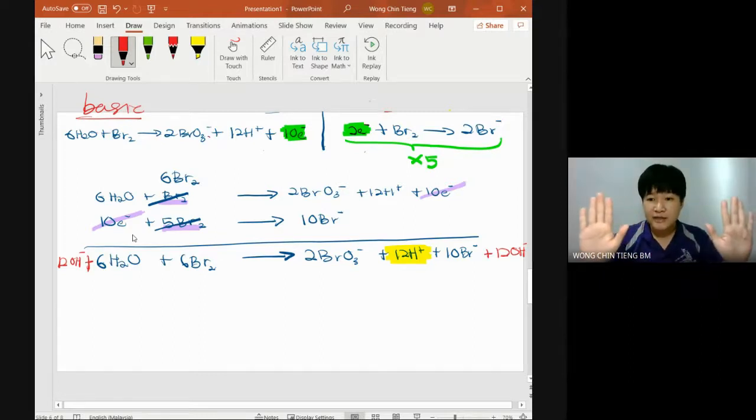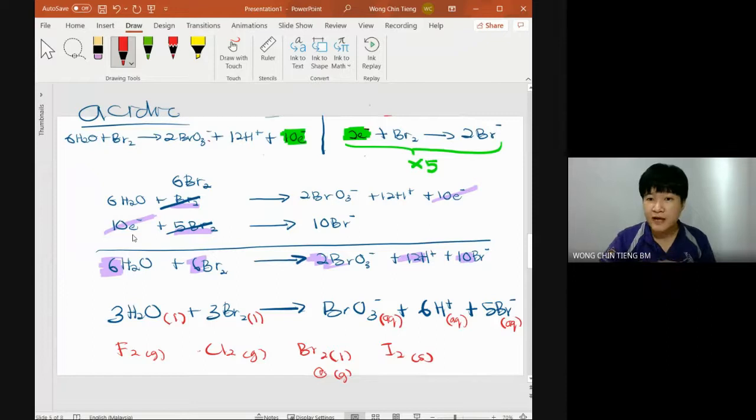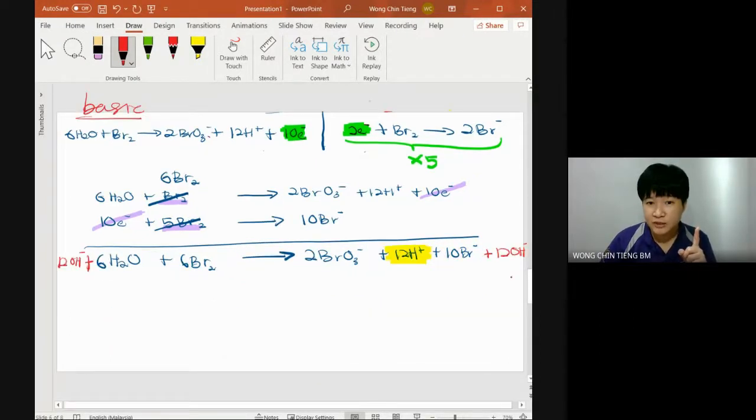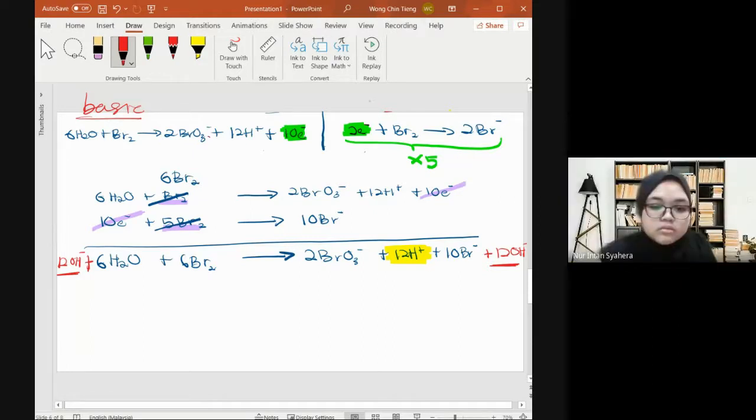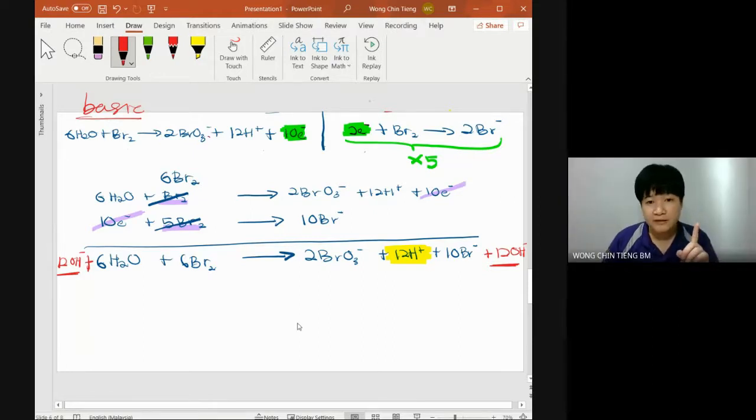Sebelum saya tambah dua-dua OH minus tu, your equation is already balanced, betul? That's why you already can have the answer of acidic. Because this equation at this moment is already balanced. So when we are doing a changes to the equation that is already balanced, kamu tambah kat kiri, kenalah tambah kat kanan, supaya diorang kekal seimbang. So when you add the OH, you must add to both sides, on the left and on the right.